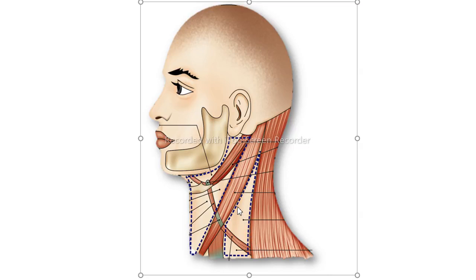Posterior triangle of neck boundary: anteriorly by the sternocleidomastoid muscle, posteriorly by the trapezius muscle, and the base is by the clavicle. So the anterior boundary is the posterior border of the sternocleidomastoid muscle.